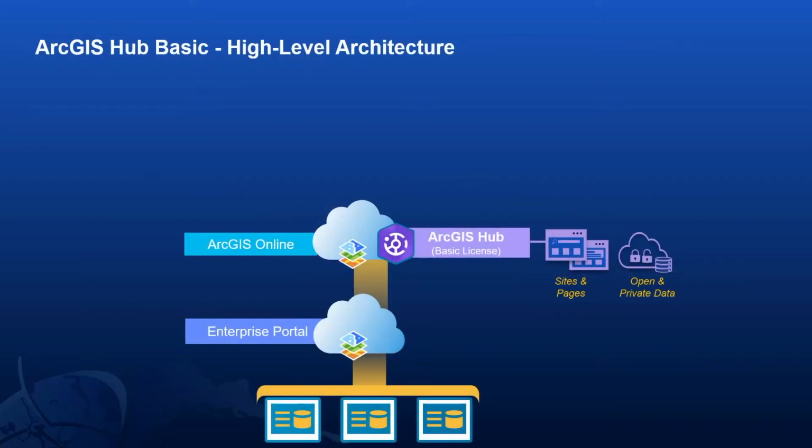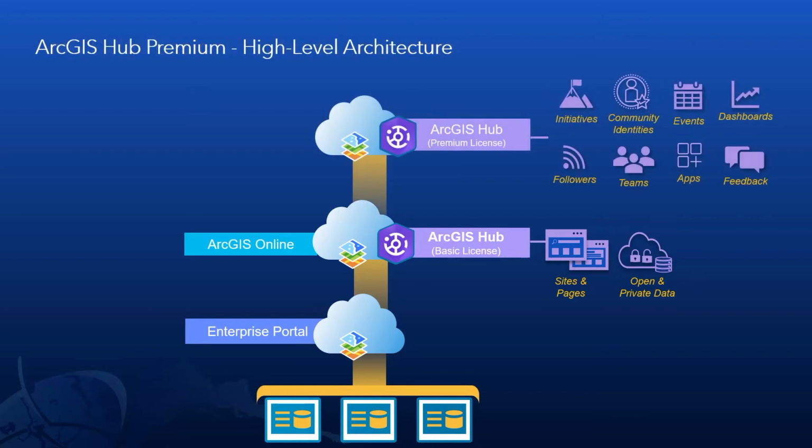From a high-level architecture perspective, Hub just sits on top of ArcGIS Online, and it provides you the capabilities to stand up sites and pages around specific initiatives or different projects and the like, and we'll see what that looks like in a few minutes. Additionally, it includes the traditional open data capabilities that you've come to expect over the years.